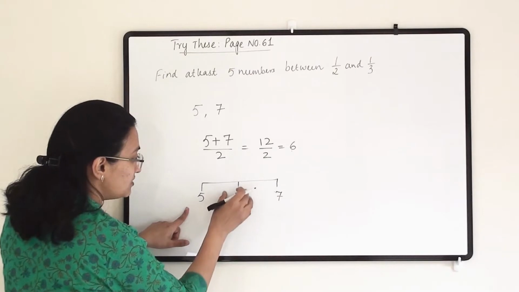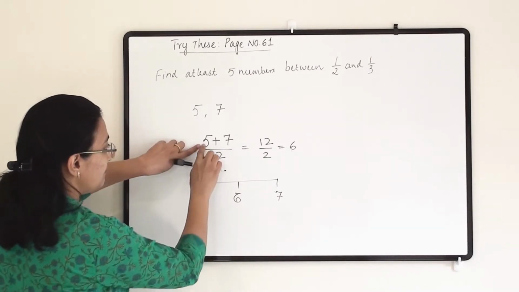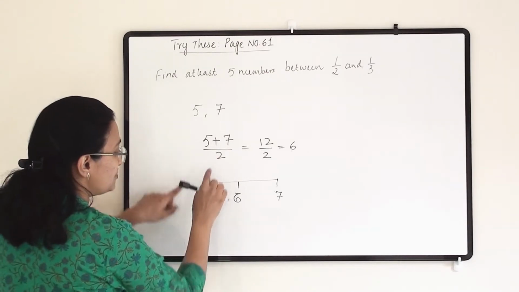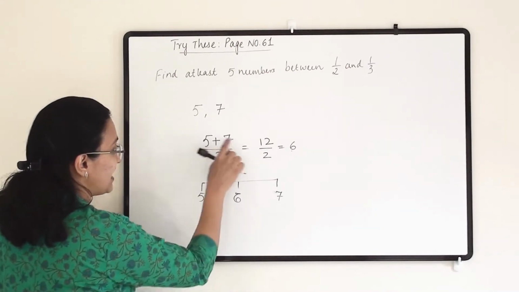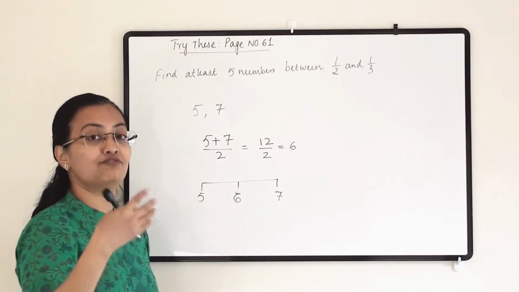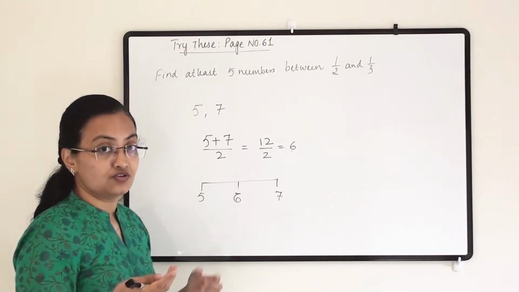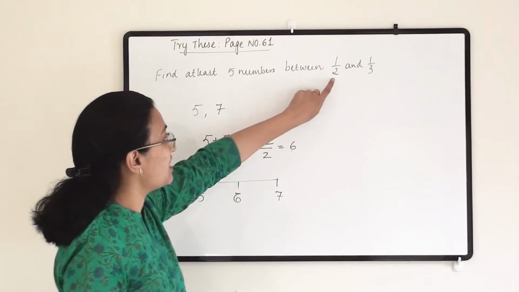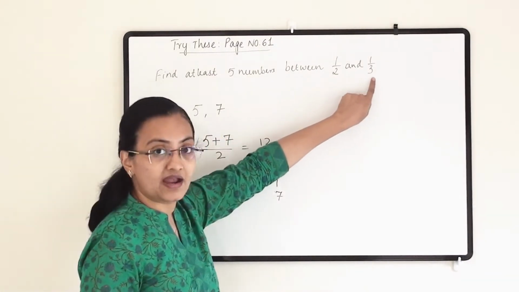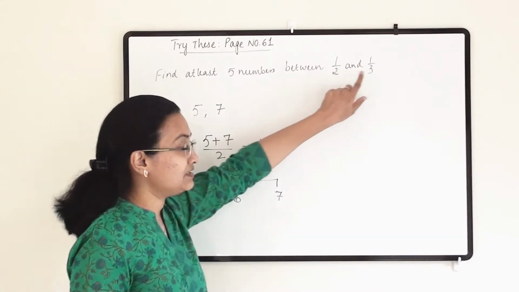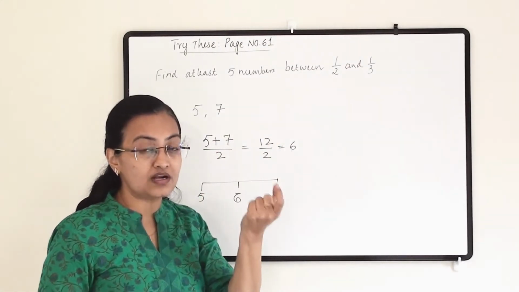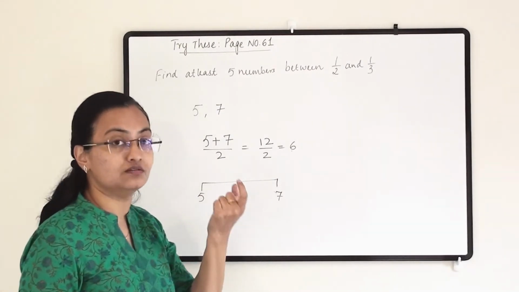To find this number, what do we need to do? We add these 2 numbers and divide by 2. Why 2? Because there are two numbers we are adding; in general, we are finding the average. That average will give us the number in between. Here they have asked for 1 by 2 and 1 by 3. So we will add these two numbers and divide by 2, and that will give us one number which lies in between.